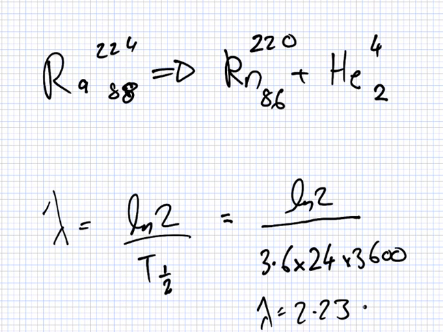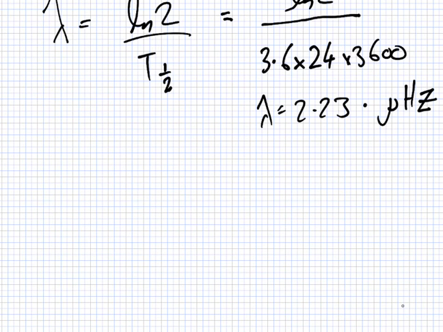What's the unit for the decay constant? Yeah, hertz. So it's, did you say minus 6? Yeah. So micro hertz. Okay. The next part now is what is the activity? Do the next 3 parts, please.